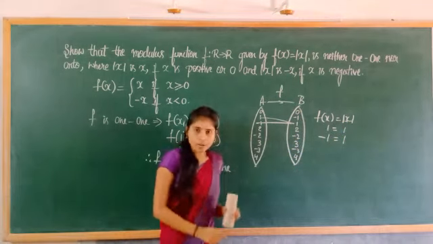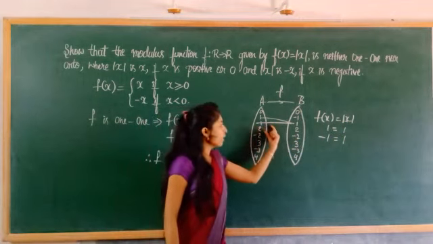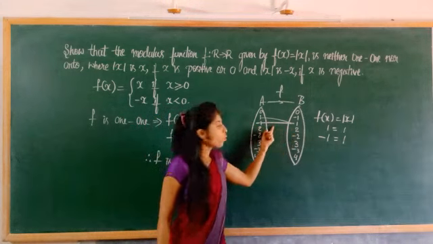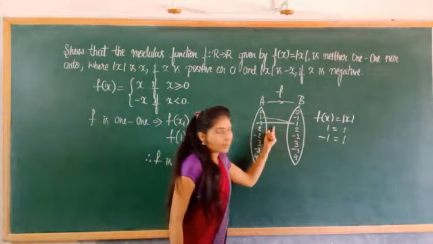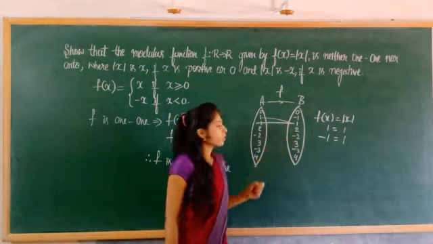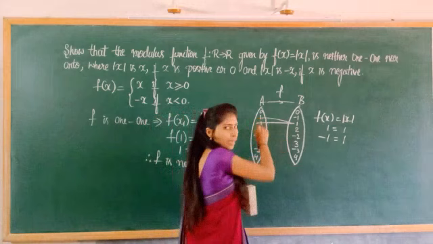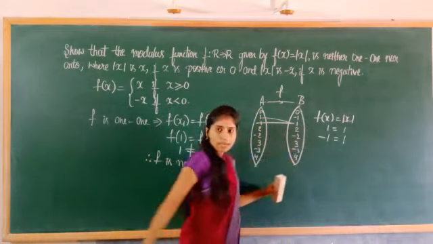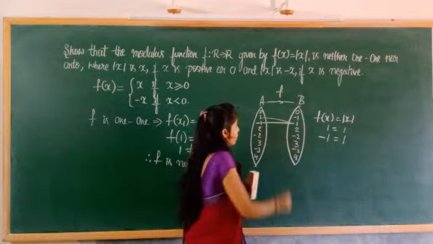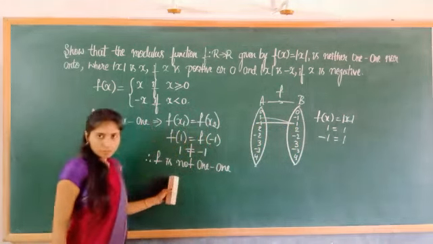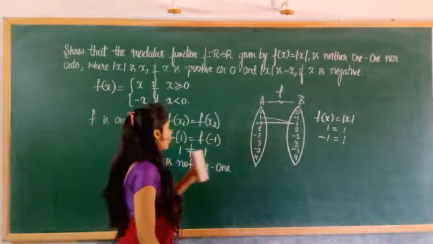In one-one condition, no two elements have the same image, right? In fact, this is a many-one function. If more than one element has the same image, then it is a many-one function. In a one-one function, each element of set A has a unique or different image in set B. But here, two elements have the same image. So this is not a one-one function. Okay. Next, we check for onto function.